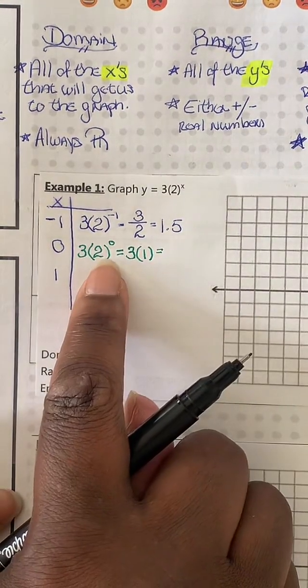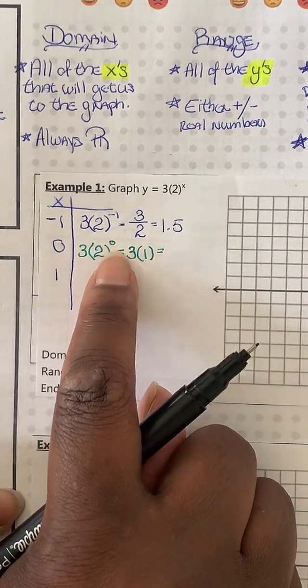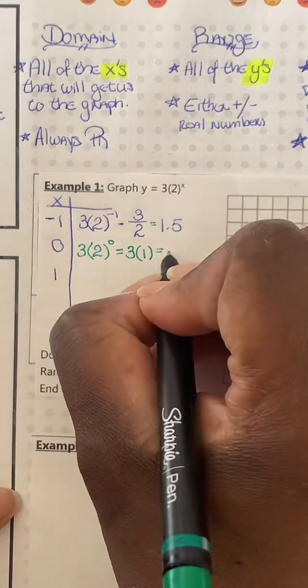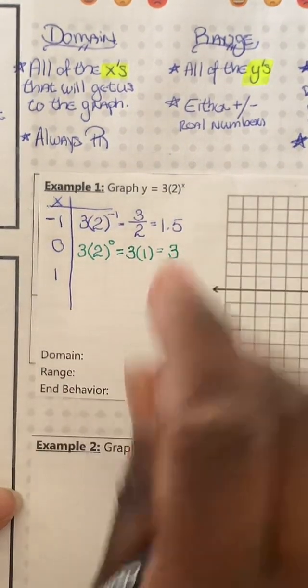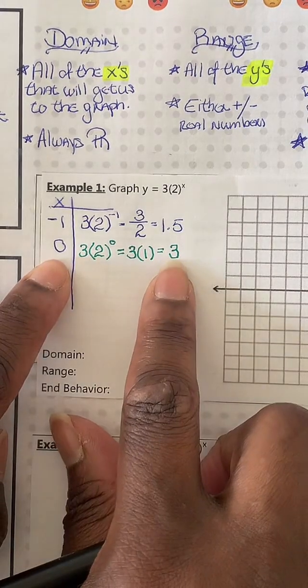When it comes to exponentials, there's always a start, and the start is going to be 1. So 3 times 1 gives me 3. So now we just found another ordered pair at 0, 3.